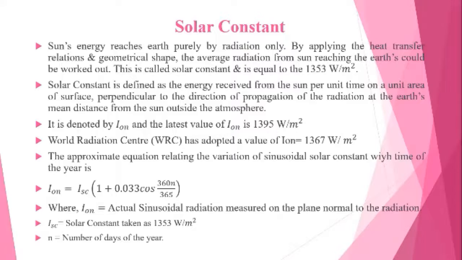As we know, the solar constant or extraterrestrial radiation varies with the time of the year and due to variation of radiation emitted by the sun. In various seasons, the sun rays reaching the earth's surface are not constant, so the solar constant value is variable.